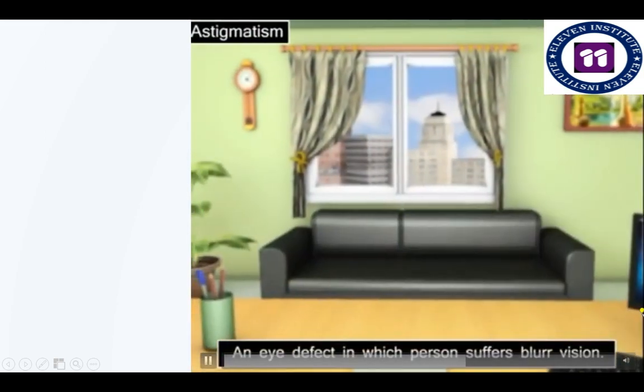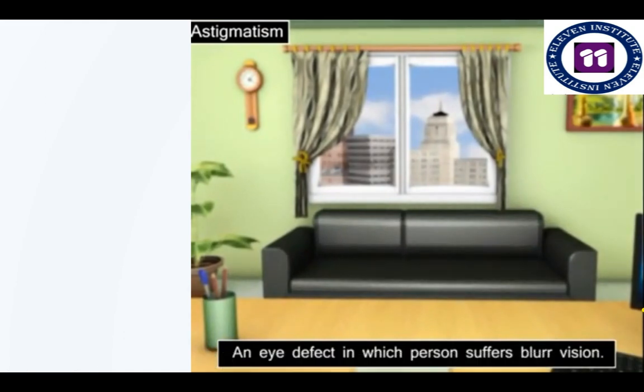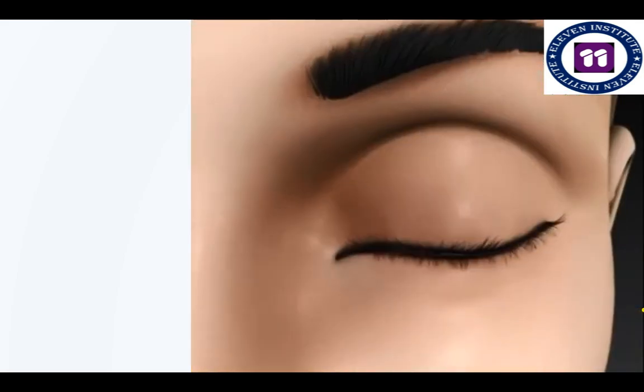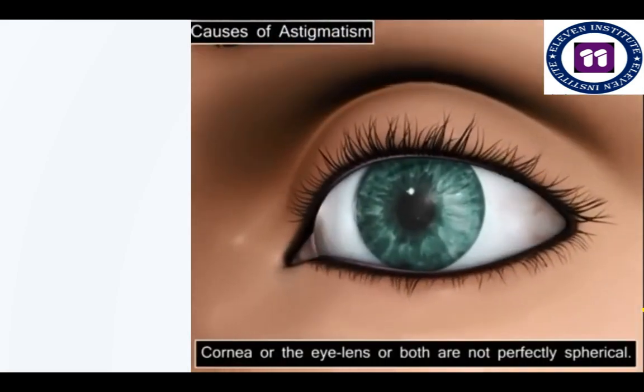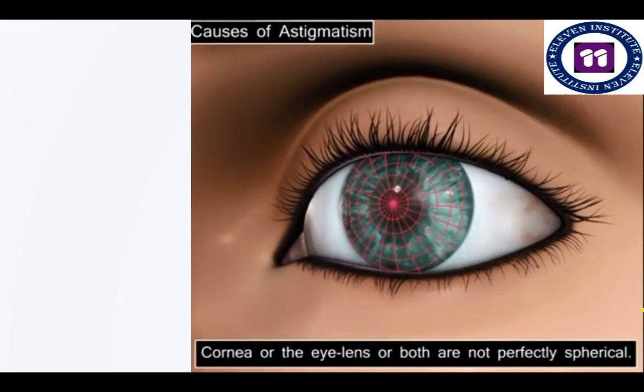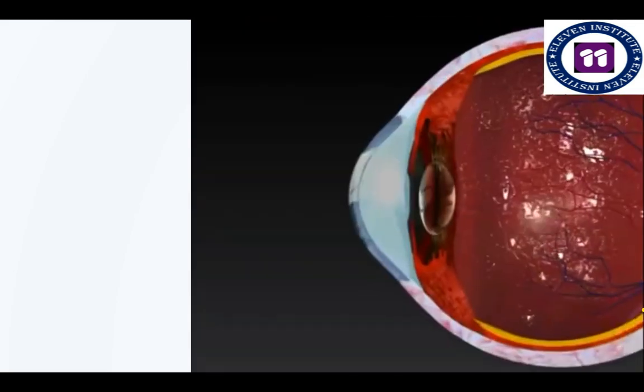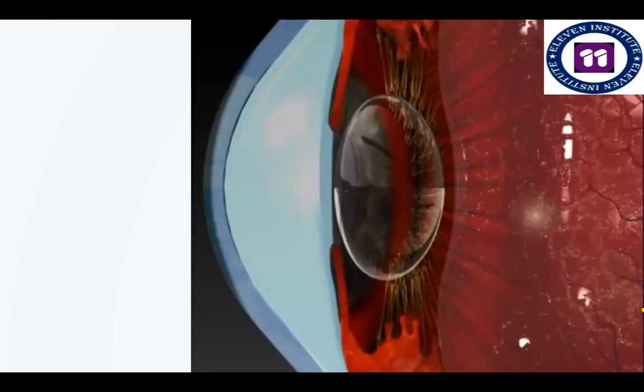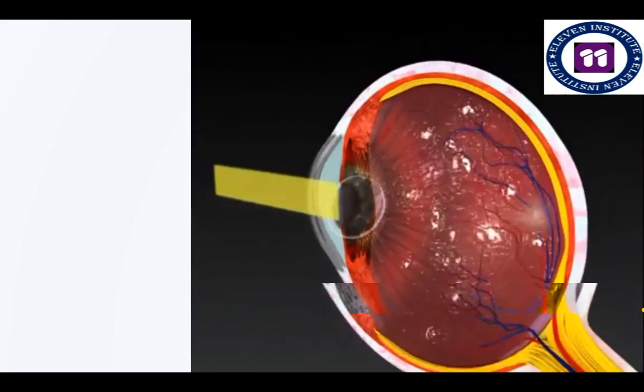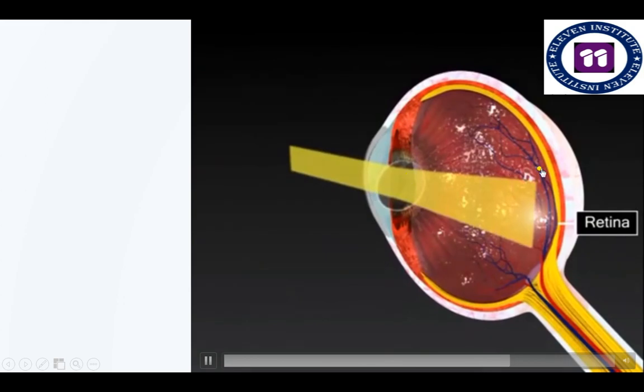Just watch it. A person has blurred vision, whether in observing near objects or far objects. A person is constantly having blurred vision, right? What is the reason? Cornea or eye lens, both of them are not perfectly spherical. Generally they are spherical, but in such people, that is not spherical. The eye lens is not of a proper shape. There is a problem over here. You can see it is not of a proper shape, and due to this, there is not an exact image formation on retina.